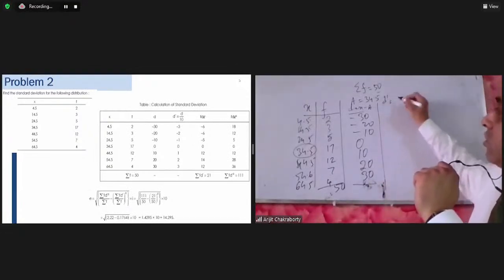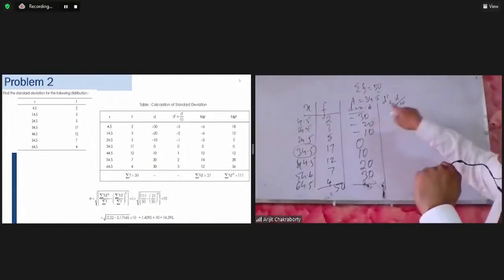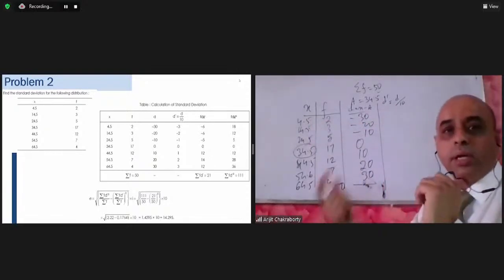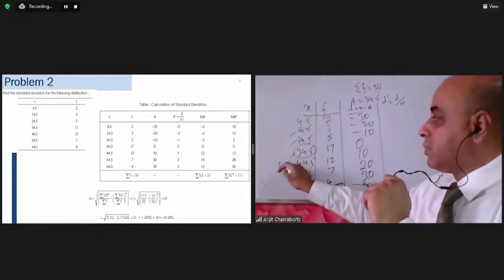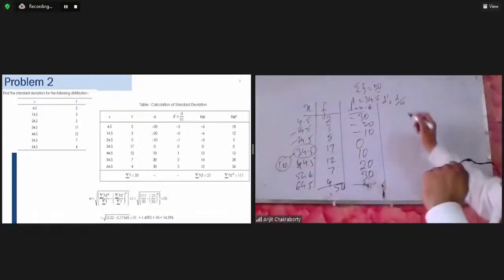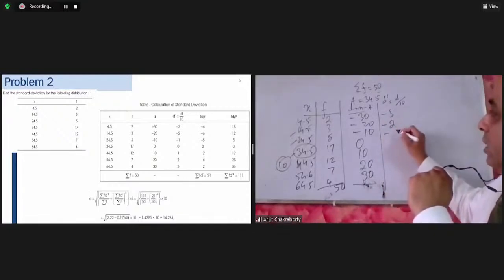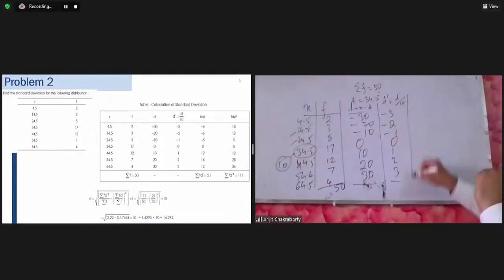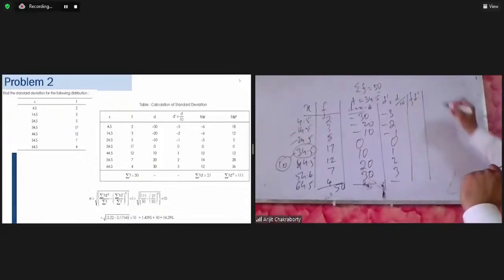So D dash is equal to D by 10. So now it becomes minus 30 by 10. Why are we taking 10? Because 4.5 to 14.5 is one class, so it is 10. 14.5 to 24.5, see the gap, everywhere the gap is 10. So we are taking 10 as the class width. And therefore we are getting minus 3, minus 2, minus 1, 0, 1, 2, and 3. So we have got D dash. Now we will find FD dash, and the last one is FD dash square.